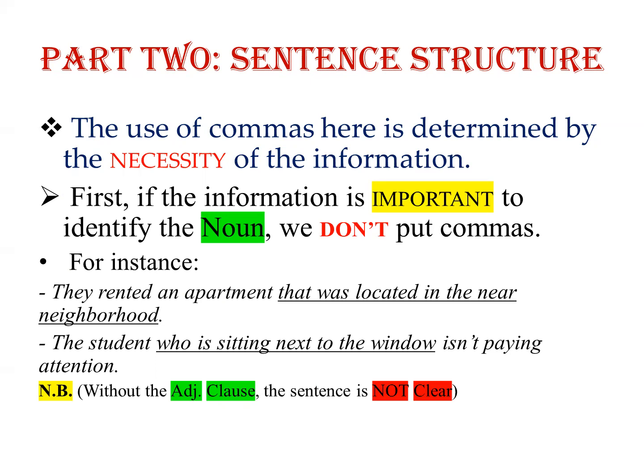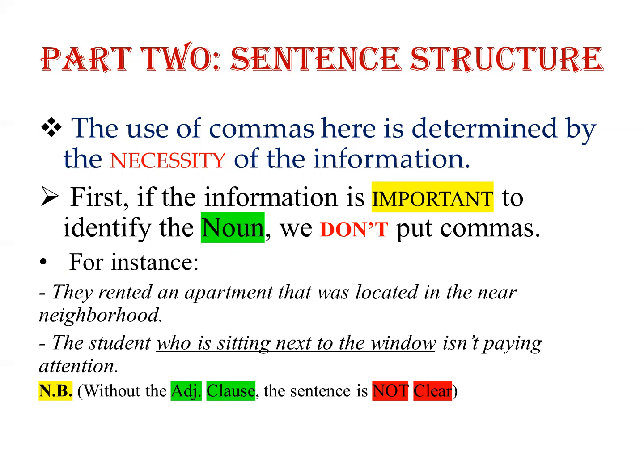For instance, they rented an apartment that was located in the near neighborhood. The student who is sitting next to the window isn't paying attention. Note well, how can I differentiate between information that is necessary and information that is not necessary? This is really easy. For example, you can delete the adjective clause and try to understand the sentence.